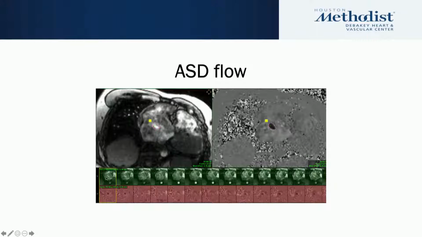So with that in mind, and having that information, we can trace these different phases in the cardiac cycle, and then we come up with a flow, and we will assess the through plane flow across the ASD, and now we know the flow across the ASD.